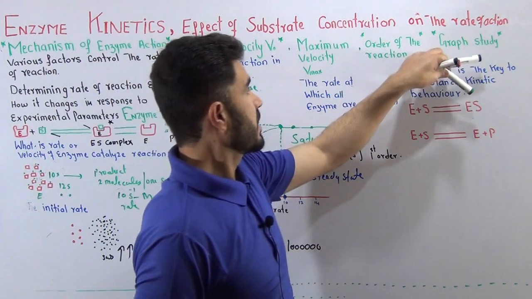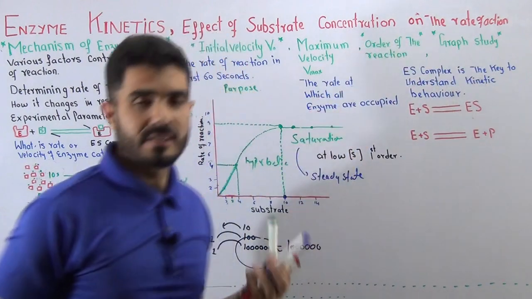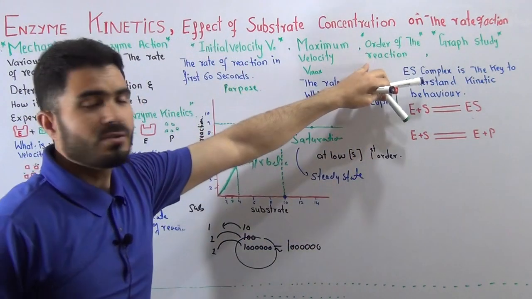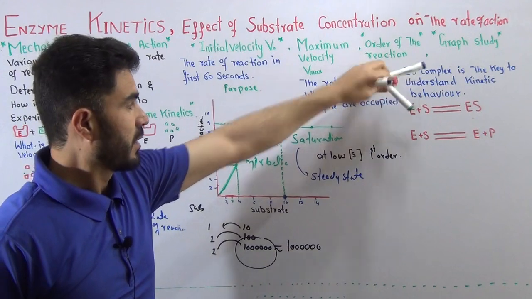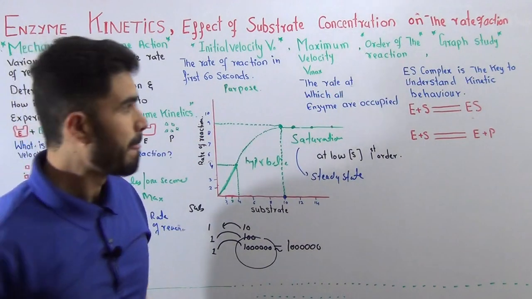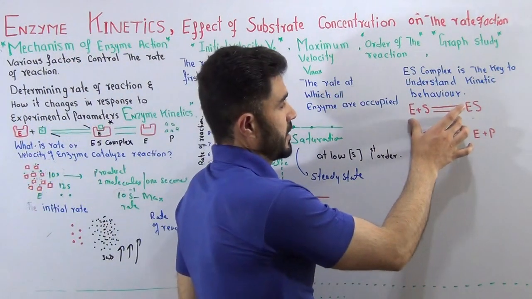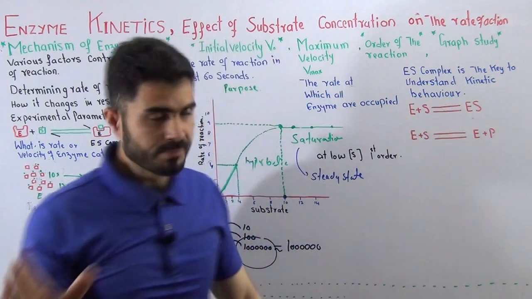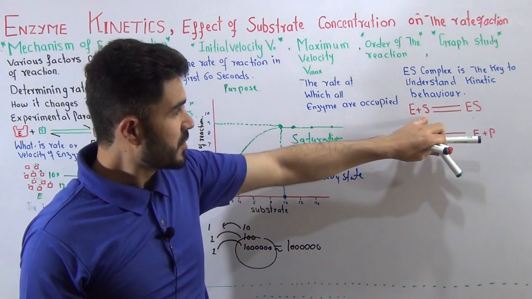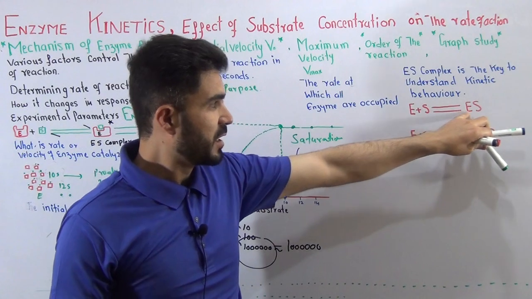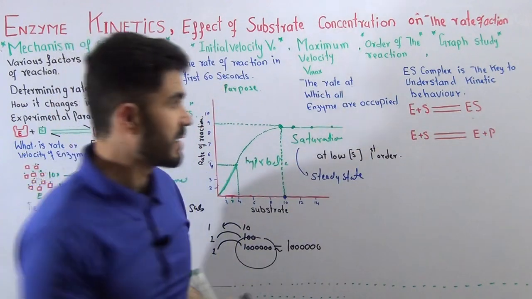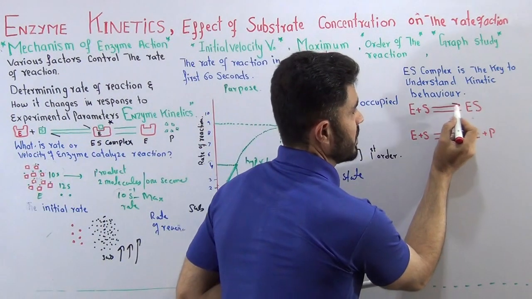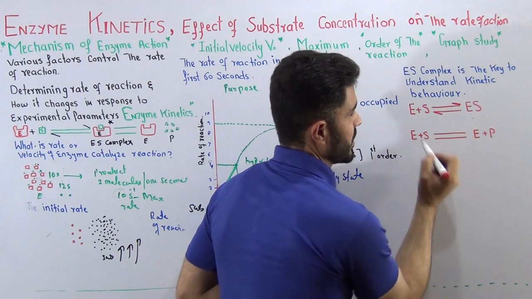Now come to the order of the reaction. What is meant by the order of the reaction? If you want to study the order of the reaction, I would like to tell you one thing more: enzyme and substrate combine with each other to get the enzyme substrate complex. This is a reversible reaction. Okay, this is a reversible reaction.